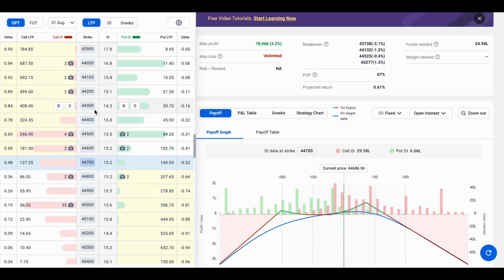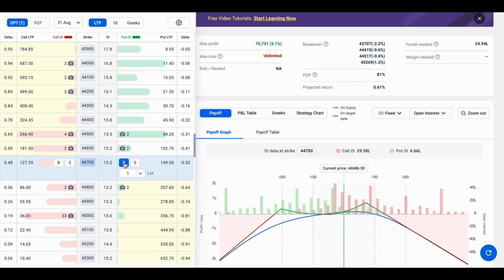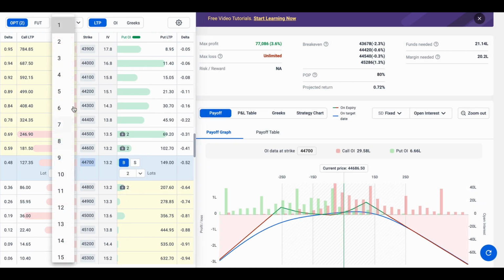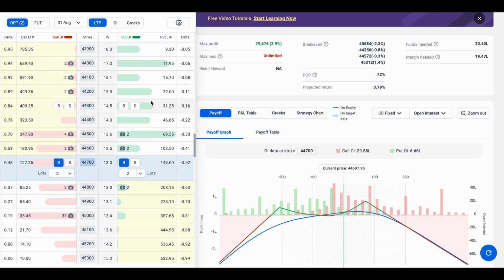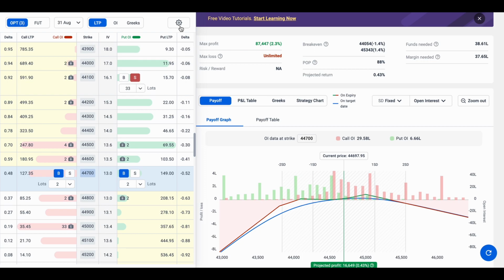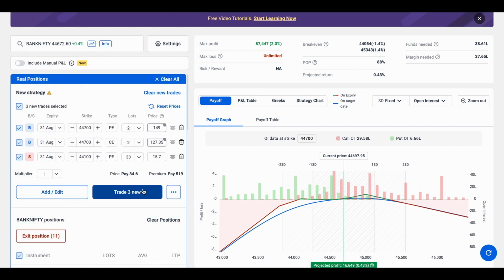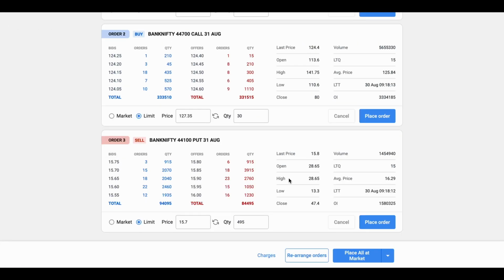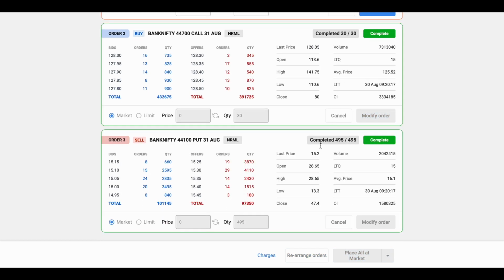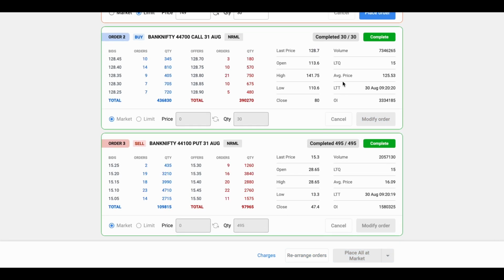Now let's add our positions. Going to buy two lots at the same, and I'm going to sell at 8 delta, 33 lots. Let's apply this at market price only. Okay, all the positions have been filled.